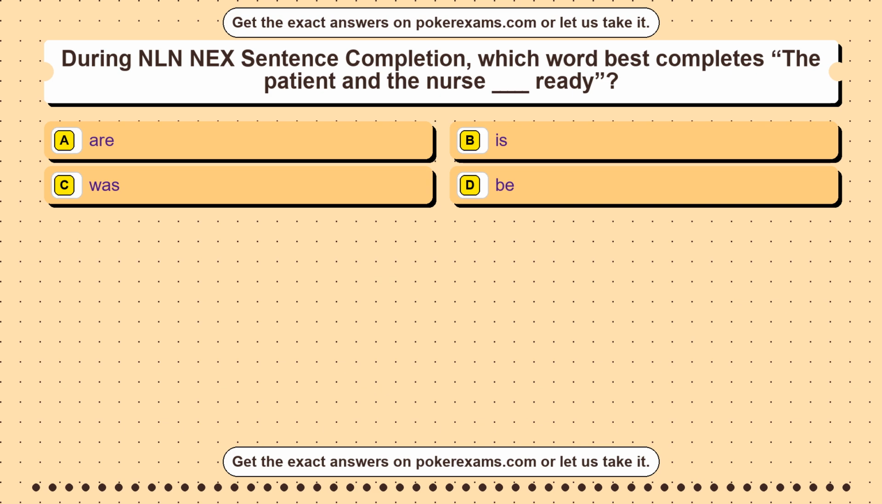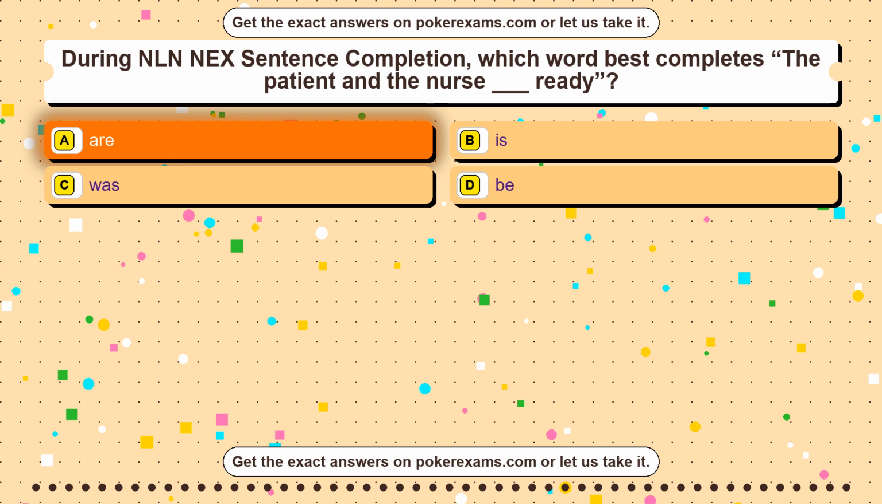Question 21. During Get Science Review, which value is the perimeter of a square with side 6? Option A, 12. Option B, 18. Option C, 24. Option D, 36. The correct answer is option A.